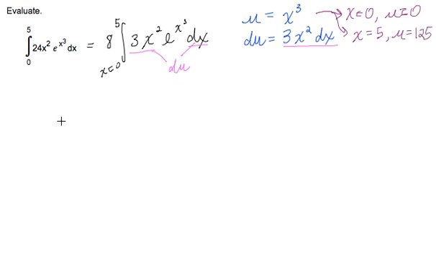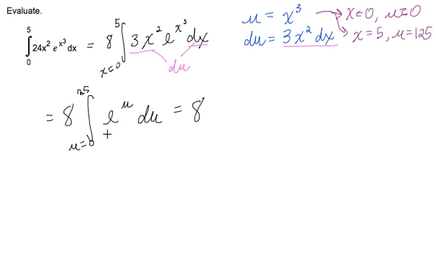Okay, so now we can convert this. The 8 still hangs out front. This is going to become the integral from u equals 0 to 125. This part right here becomes e to the u. And then the 3x squared dx all becomes du. It's hard to read, but that's a 125 there. Okay, so now we're ready to integrate like normal, because our integral is all in terms of u.